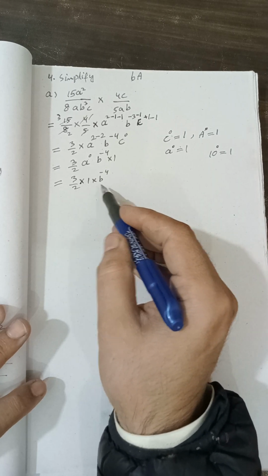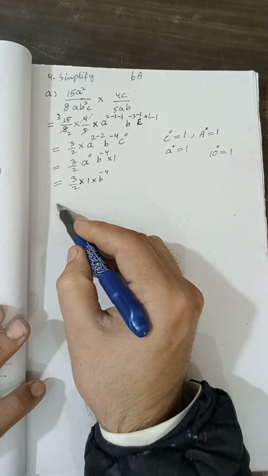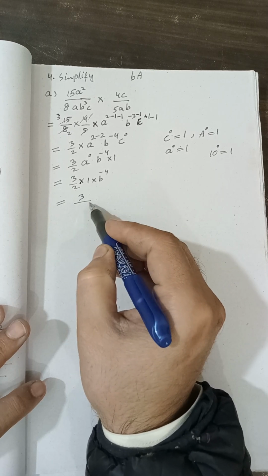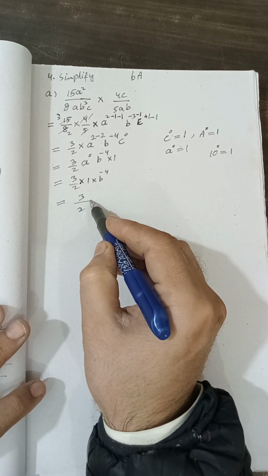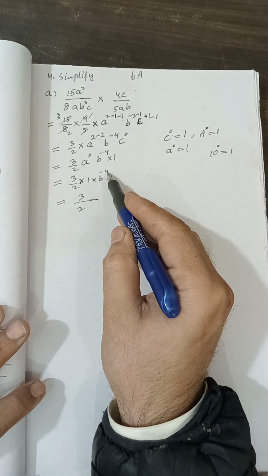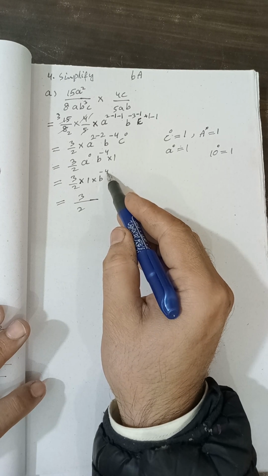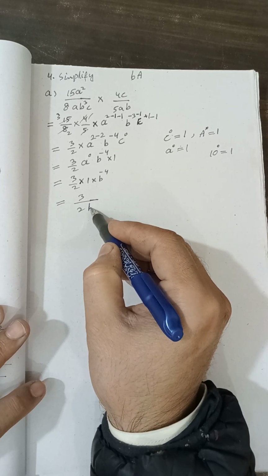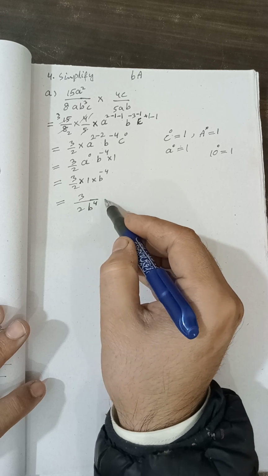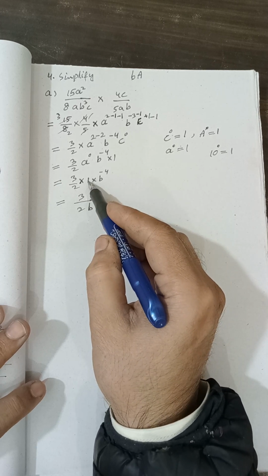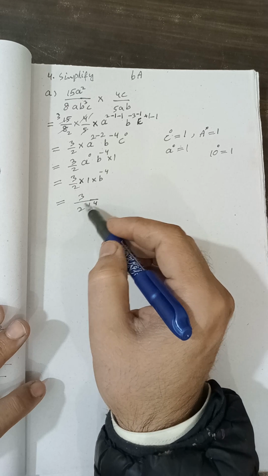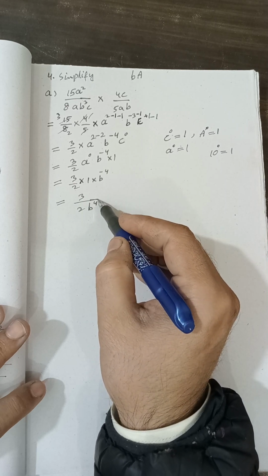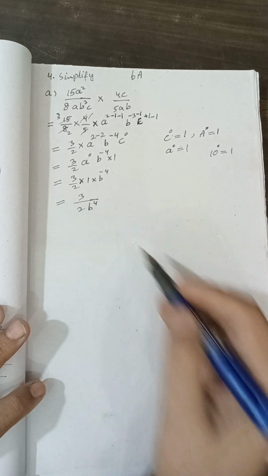Now write 3 over 2, and because B has minus 4 exponent, change it into plus 4, so it will be in the denominator. And when 1 is multiplied by 3 over 2, the answer is 3 over 2, the same. So this is our final answer.